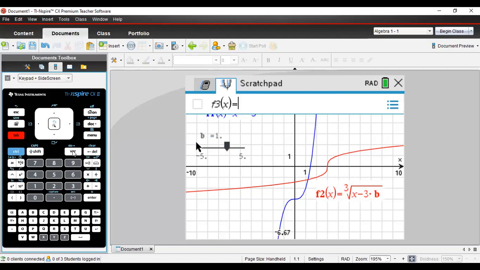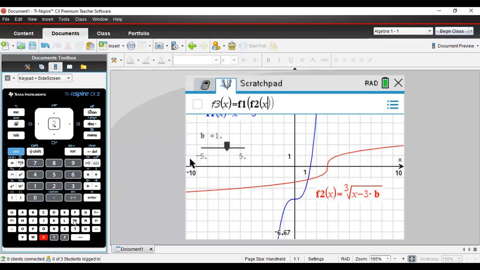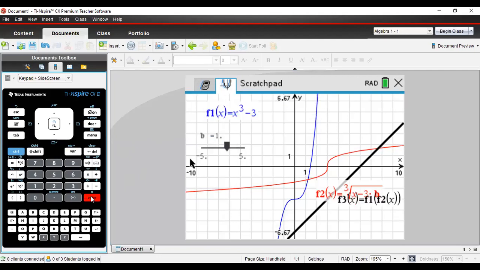If you go to variables, I'm going to do f1, and then inside of f1, I'm going to do the other function. And all you have to do is put x. What it's going to do is graph that. It's going to be a straight line, right? But it's not the inverse. If it was the inverse, this line should be over here.